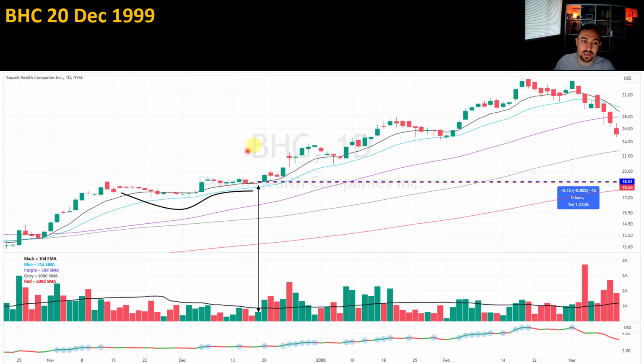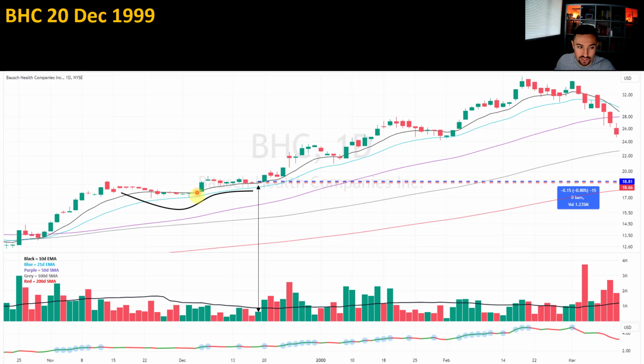Let's do another one. This is BHC. This is more of a cup and handle type pattern. A volatility contraction pattern is a characteristic. Volatility contracting is a characteristic you're going to see numerous times in other bases. So this is a cup and handle. Here's the cup. Here's the handle.